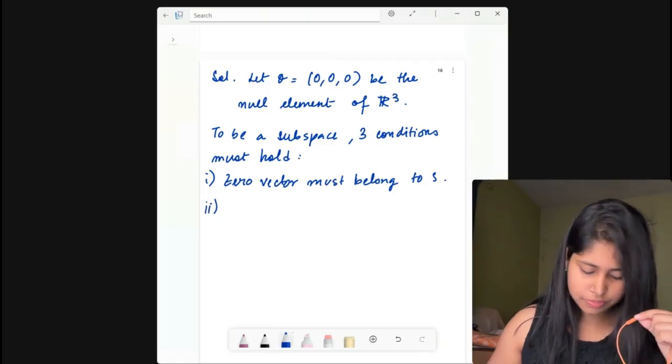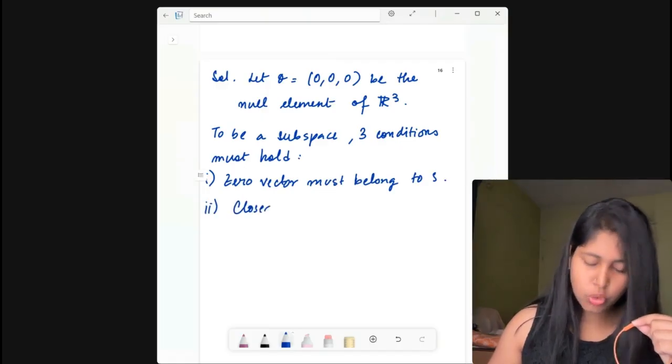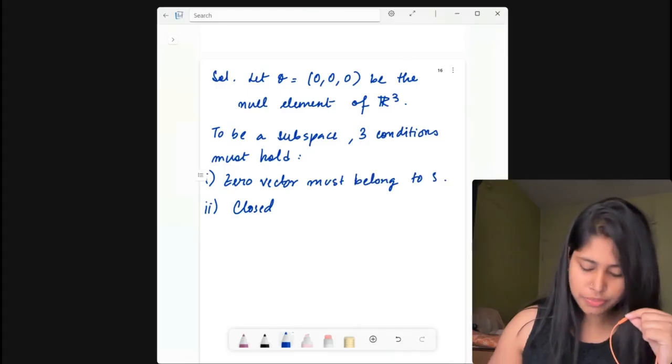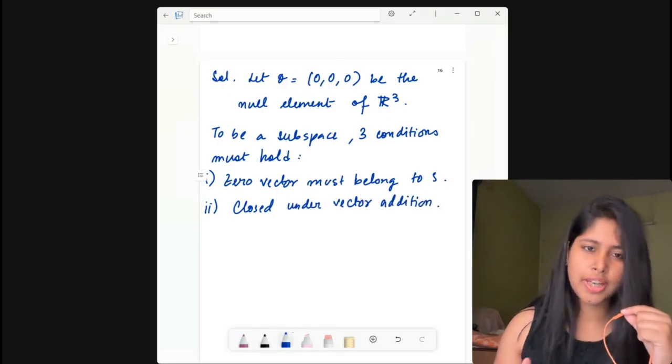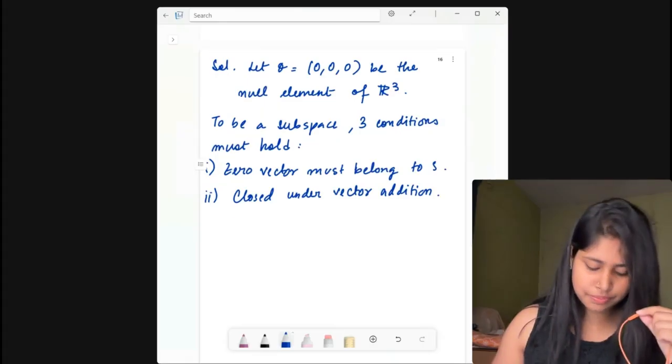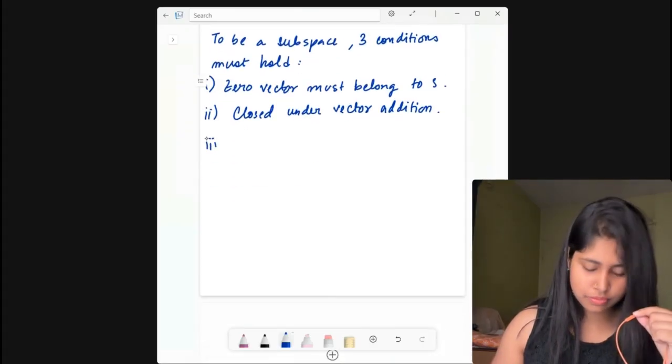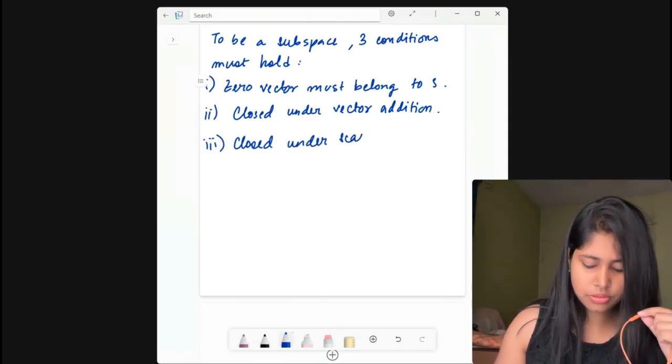Closed under vector addition, you must say. Closed under vector addition. And the third is closed under scalar multiplication. All right? Closed under scalar multiplication.